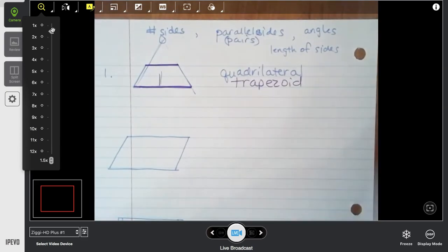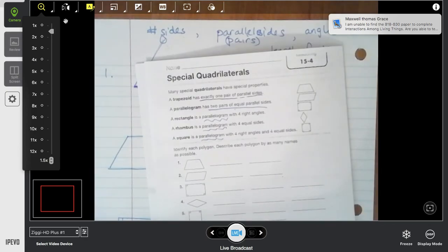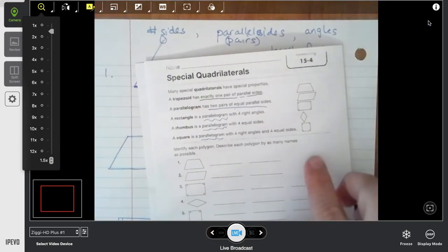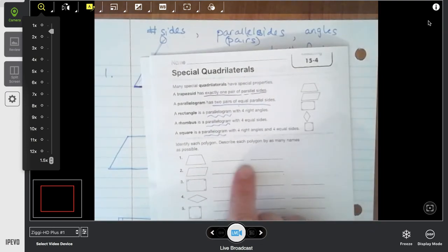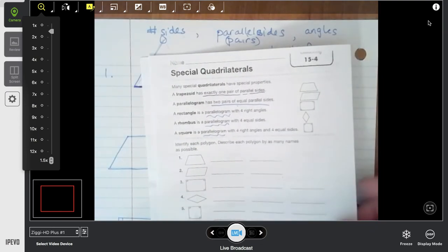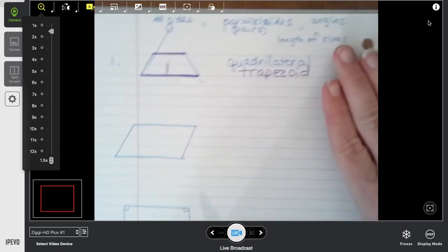And you'll notice on your paper, it's got 2 lines right there. So this has 2 lines, so it's a quadrilateral and a trapezoid. Okay? All right, let's look at number 2.